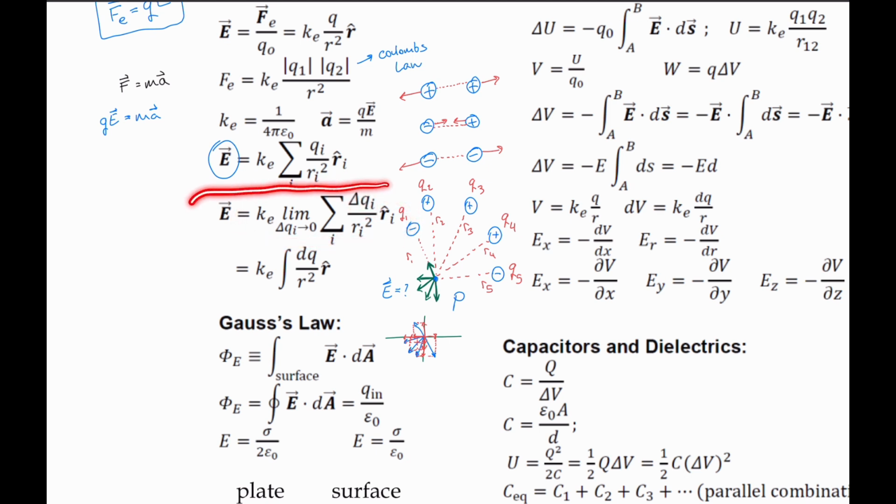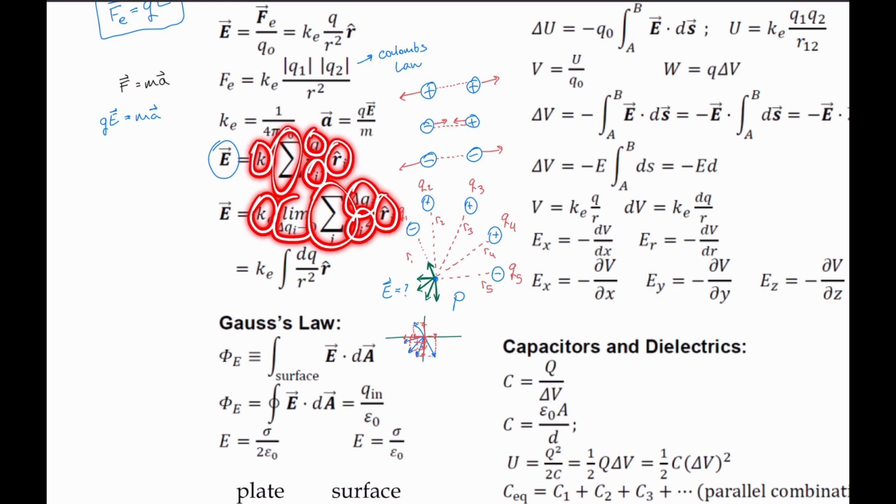I'll be honest with you, this equation here, you will not use. You will only use this equation. And you can see here we have E equals this new thing with the limit, but it still has the same things, Ke, Q, R squared, R hat. It even has the summation sign. The only new thing is this limit.